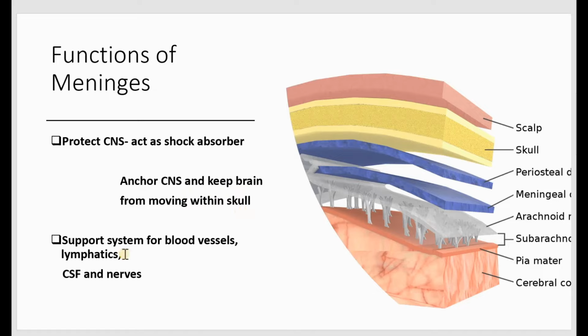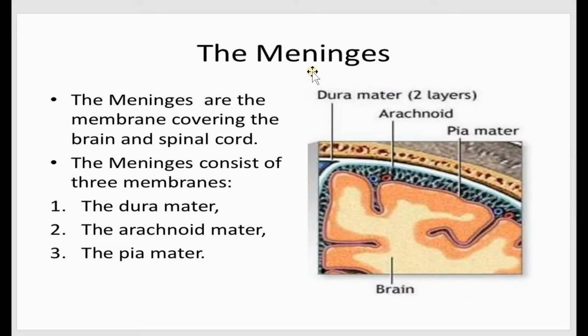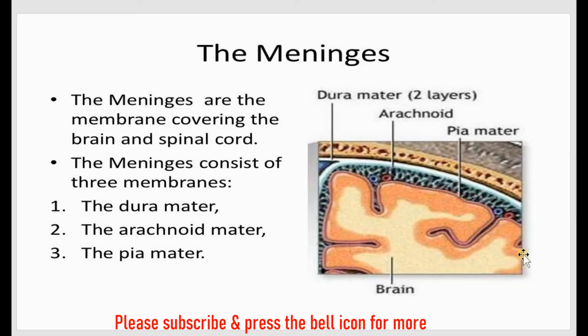It also acts as a support system. It has blood vessels, lymphatics, CSF, cerebrospinal fluid, and nerves, so it acts as a support system for these. Now, the meninges has three membranous layers: outside is dura mater, middle is arachnoid mater, and innermost is pia mater. The innermost thin delicate layer that adheres to the brain, which you can see in this picture in purple, is called pia mater.